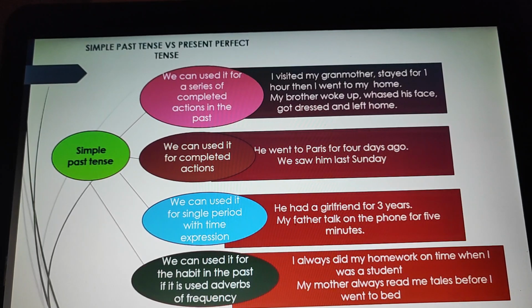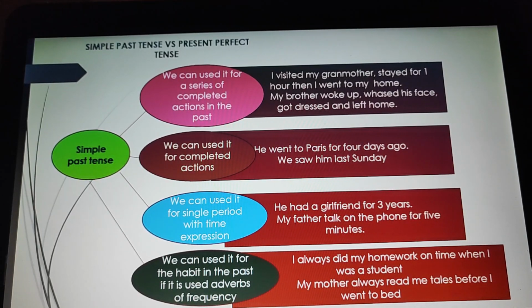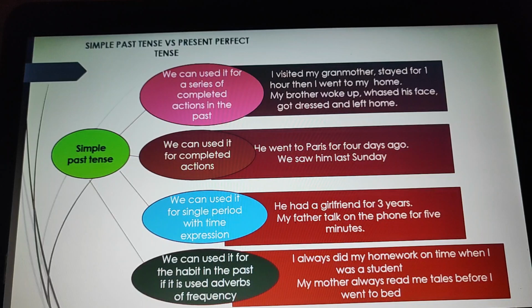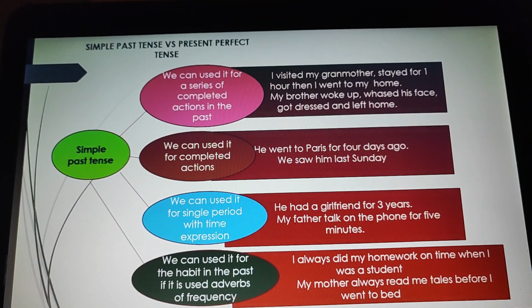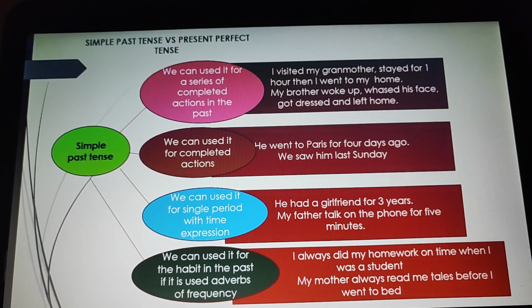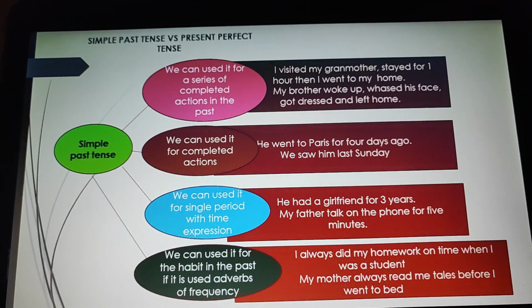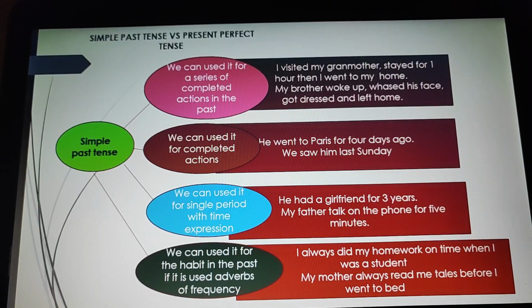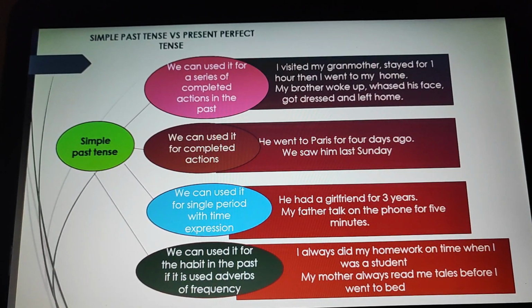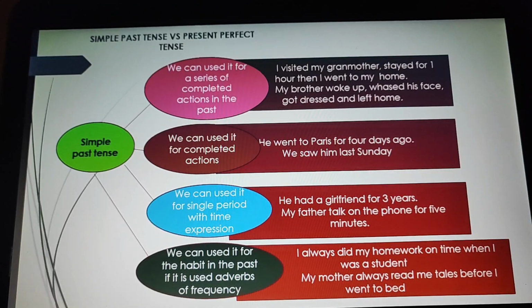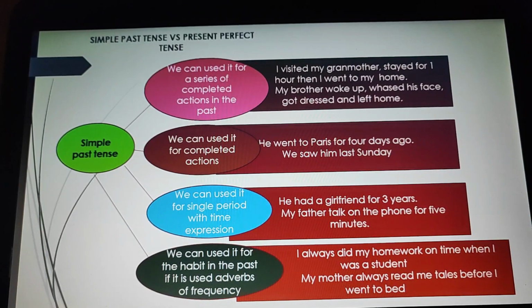We can use it for completed actions. He went to Paris 4 days ago. We saw him last Sunday. We can use it for a single period of time and with time expressions. He had a girlfriend for 3 years. My father talked on the phone for 5 minutes.